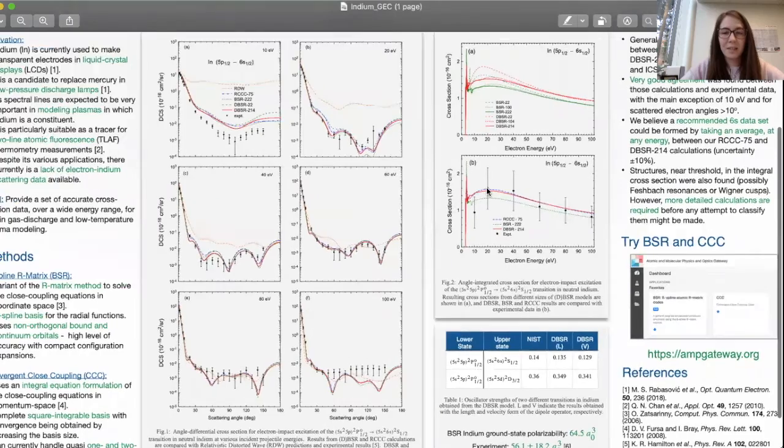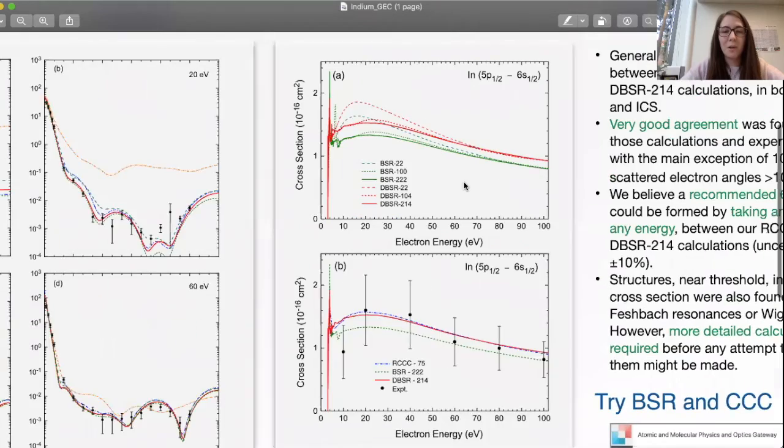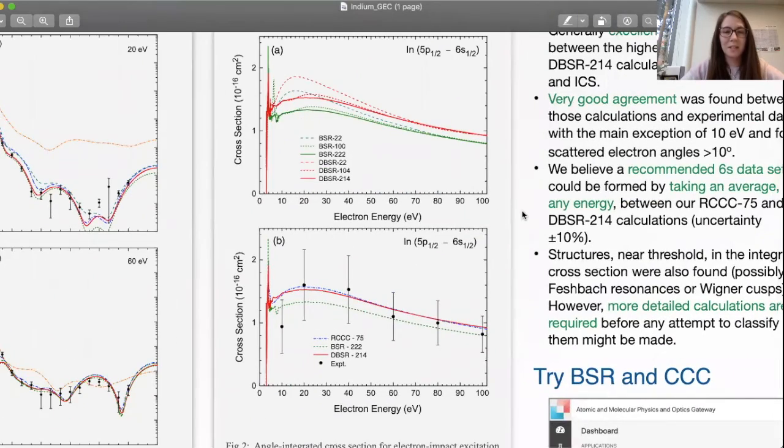From these angle differential cross-sections, we can go on and calculate angle integrated cross-sections. Figure A shows the comparison between our different levels of our DBSR and BSR models. The bright red DBSR 214 state calculation represents our best model in this body of work. Here, the DBSR models include relativistic effects in our atomic structure, whereas BSR ones neglect them. However, we cannot distinguish if these relativistic effects come from the atomic structure or from the collision itself.